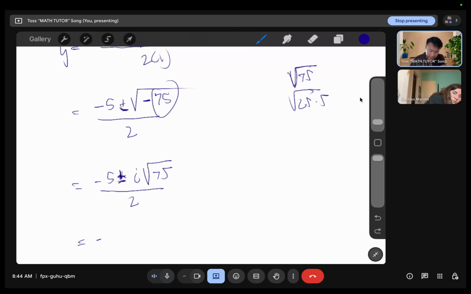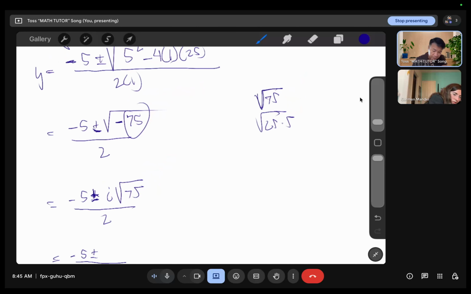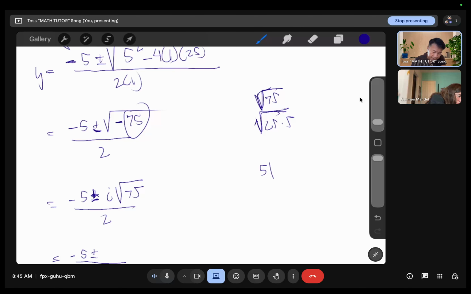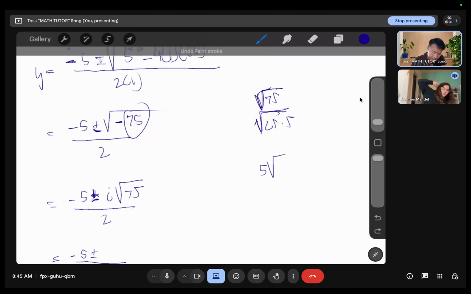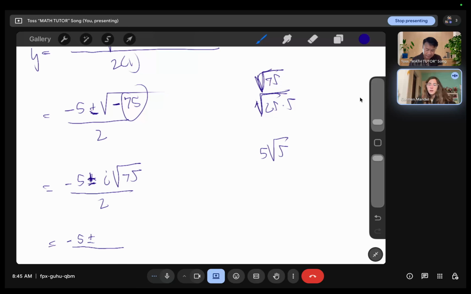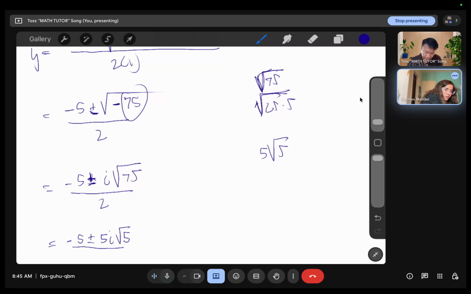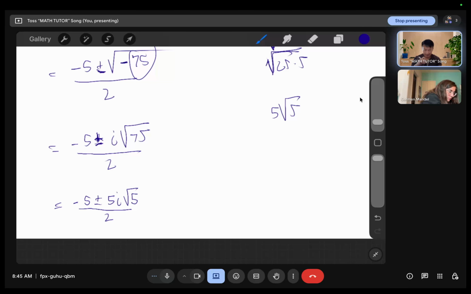Now, if you continue with this one, you can simplify it further. It'll be 5 root 5. Can you see why though? It's a root of 25 times 5. Yes, because there's a pair of fives and one five left over. Exactly. So now you can squeeze the i in, still keeping it in front of the root. So here's the final answer, over 2. That's it.